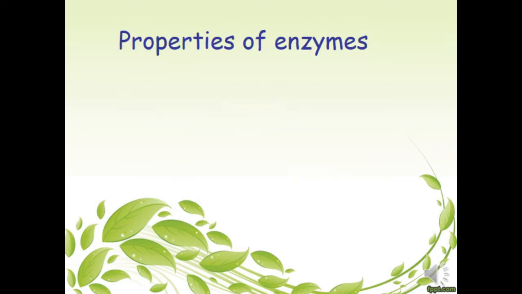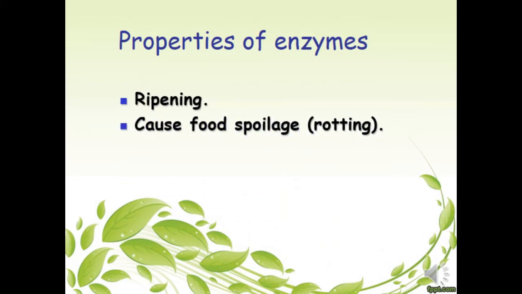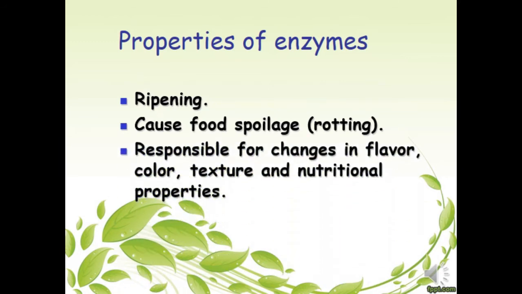Next, we move on to the properties of enzyme. So what is the function of enzyme? Enzyme is responsible for ripening, especially in fruits. And it can also cause food spoilage. Remember, we discussed this in Learning Unit 1. Enzyme is responsible for the rancidity of butter. That is one example. Enzyme is also responsible for change in flavor, change in color, change in texture, and also change in nutritional properties.